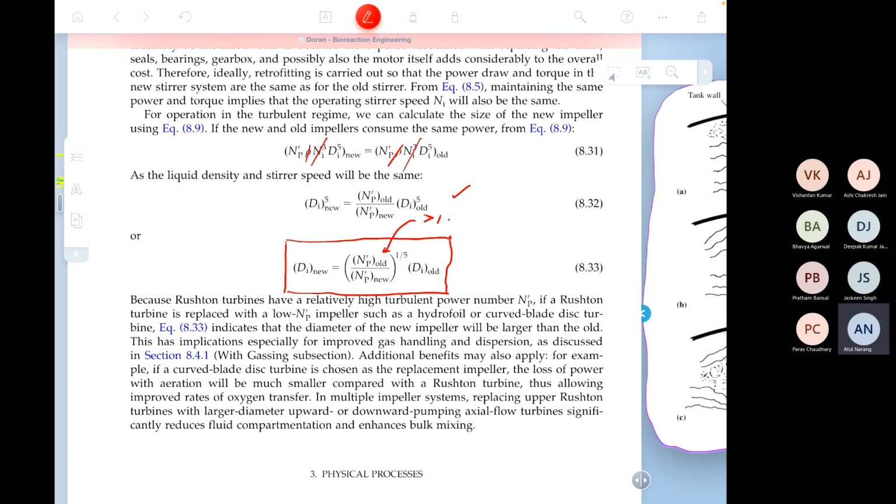And these larger impellers have much better properties. They do a better job of mixing the gas. They also do a better job of pushing the liquid around. So you're operating at the same power as you were in the past, but this power is being used much more efficiently if you follow the retrofitting design principles here.